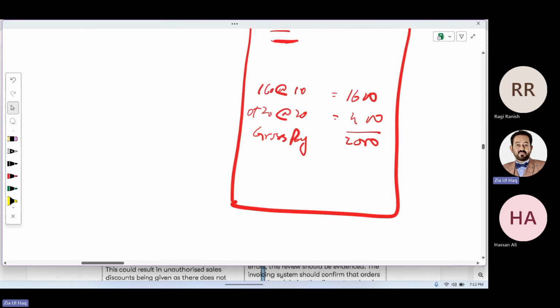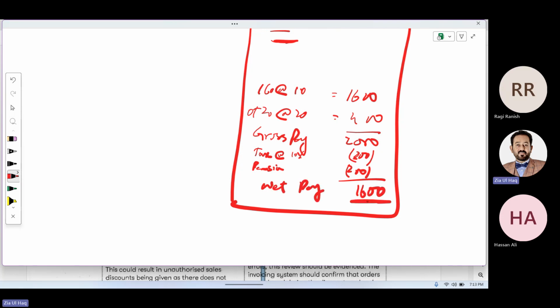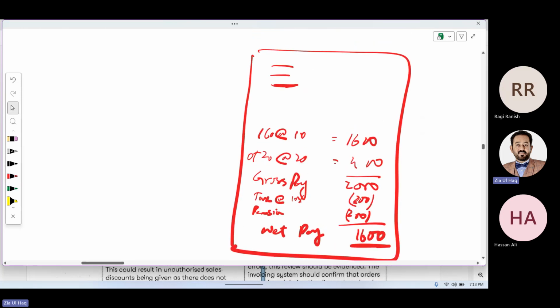And he is paying tax, say at the rate of 10%. So 200 tax will be deducted, which the company will pay on behalf of the employee. He is also contributing some amount for the pension, that is also 200. This means his net pay is 1600. If he is receiving 1600 at the end of the month, where is the detail for that 1600? This will be provided to him through a pay slip, a page.